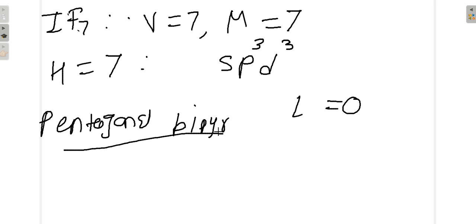So in this way we can use valence shell electron pair repulsion theory, which will help us in identifying the geometry and shape of the molecule and also the index of hybridization. We can do a few more.